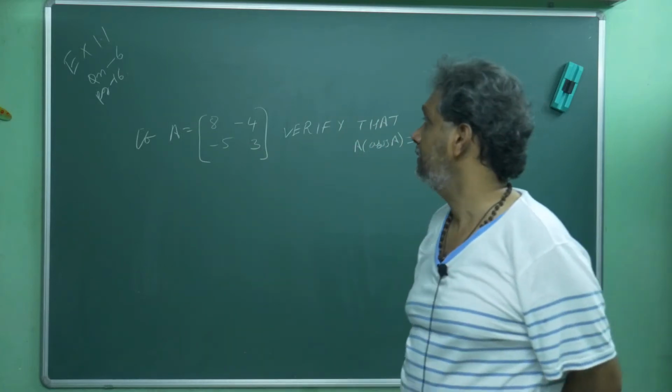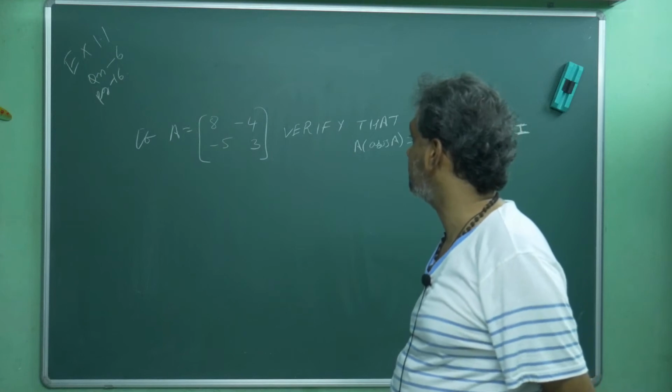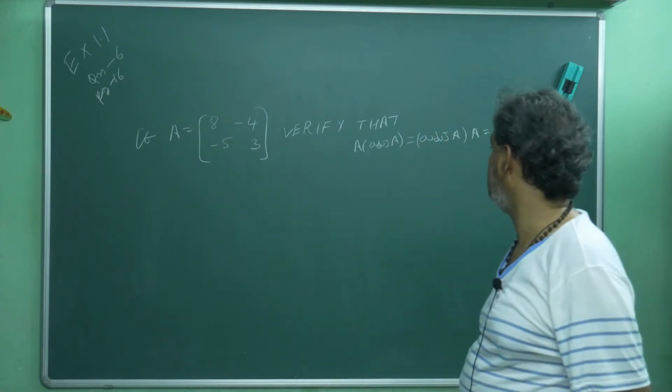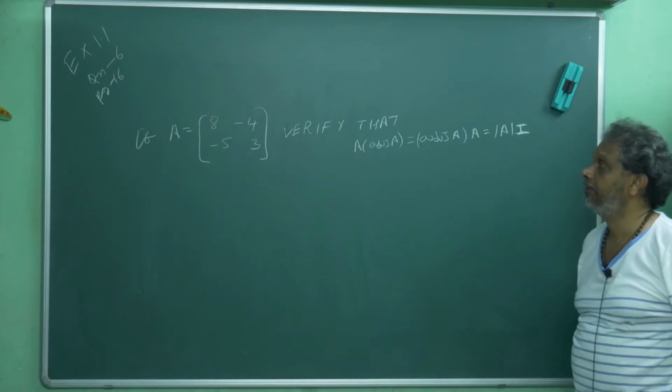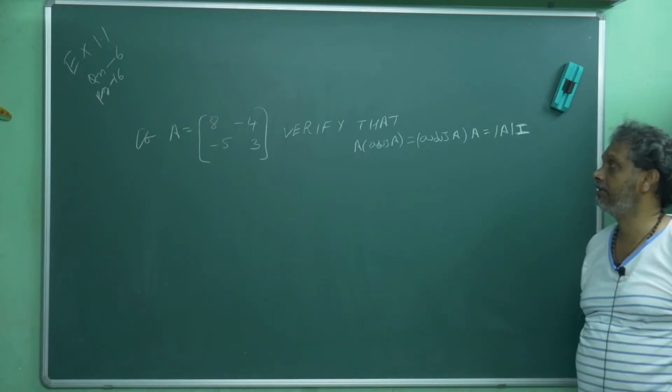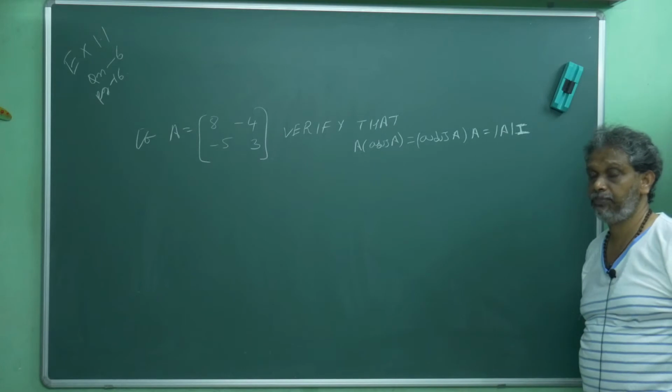See, in Exercise 1.1, sixth question on page number 16: if A is equal to [8, -4; -5, 3], verify that A into adjoint of A is equal to adjoint of A into A is equal to determinant of A into I. This is a property.